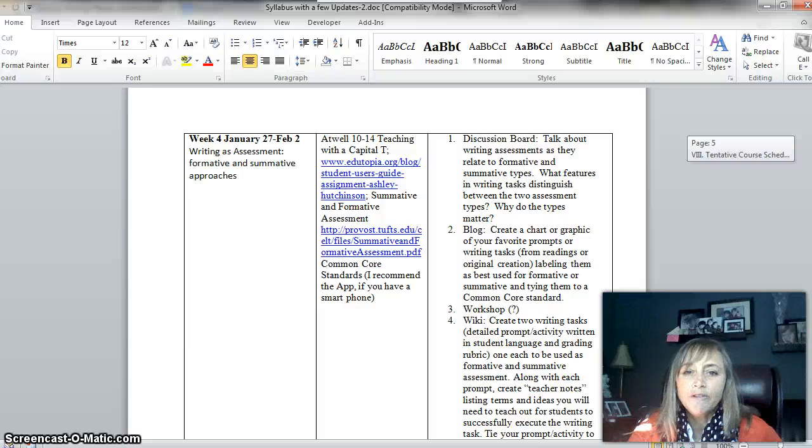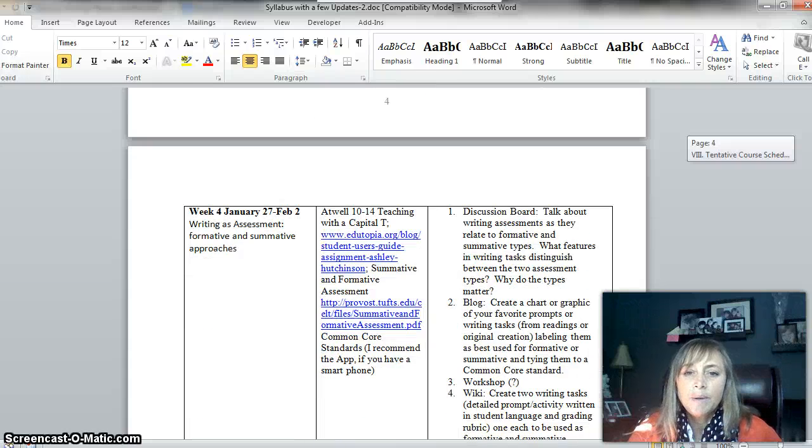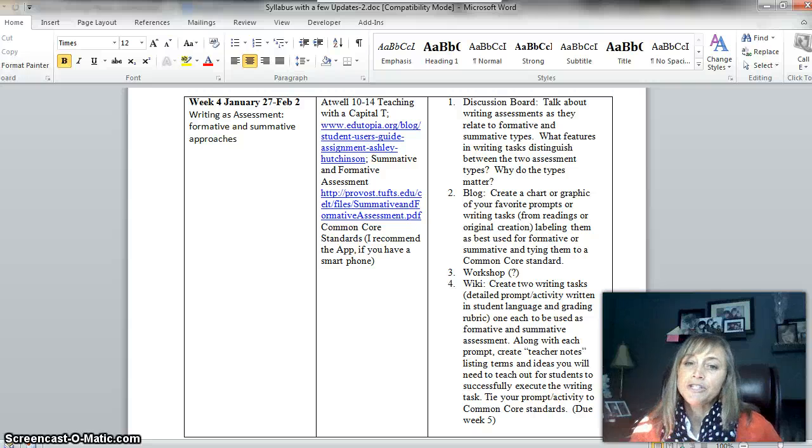We are in week 4, and we're going to start talking a little bit more about assessments. So I mentioned to you that this is something you could use to give students feedback. When we talk about writing as a type of assessment, we also have to consider our feedback. For your reading this week, we're going to be reading from Atwell, chapters 10 through 14, which is her section called Teaching with a Capital T. And in that section, she's going to talk about the role of the teacher and what she means by teaching with a capital T. I won't spoil it for you. You can read it on your own.